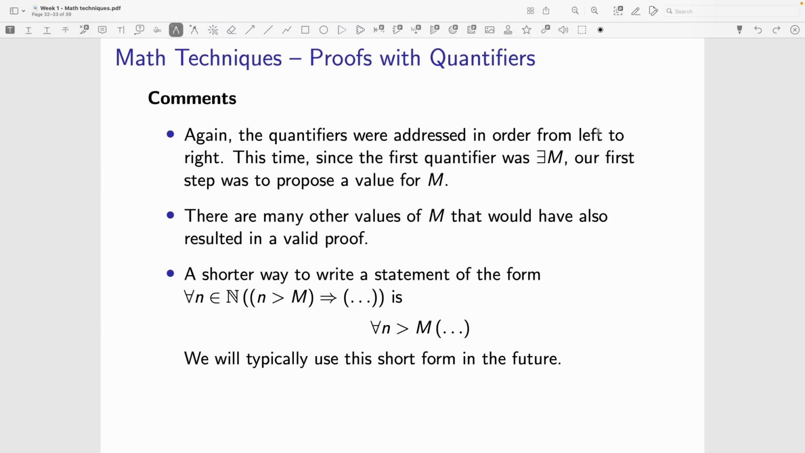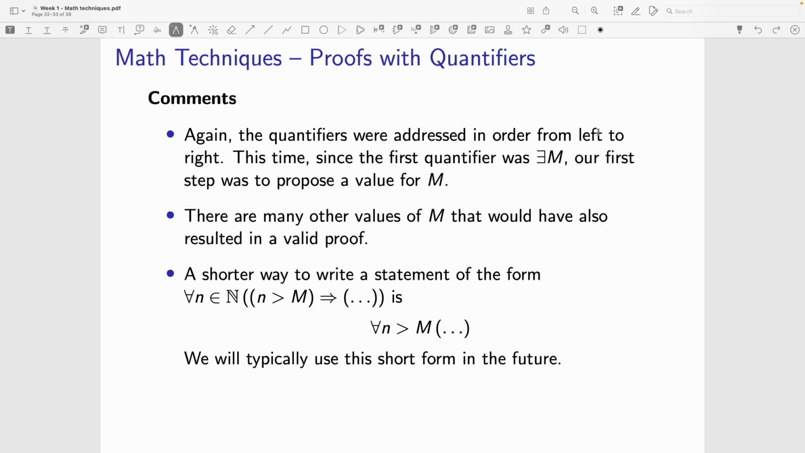Now, what's next? First note is the thing about the quantifiers. Our first quantifier was there exists an m, and thus our first step of the final proof was to propose a value for m. And m equals 20 is the simplest value that we could find from this rough work. But you could do a lot of other different values. m equals 1,000,000 would work.